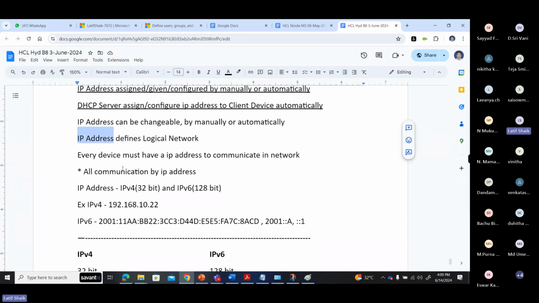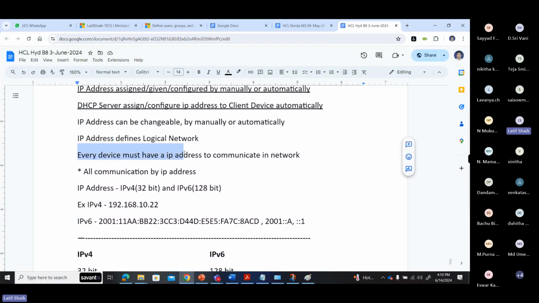Why not MAC addresses? MAC addresses are more unique. You need to buy extra MAC addresses to communicate. But MAC addresses we cannot divide logically. With IP addresses, we can divide a physical network into different logical networks. Using IP addresses, we can create different logical networks in the same physical network. That is the high power of the IP address. That's why we are using IP addresses.